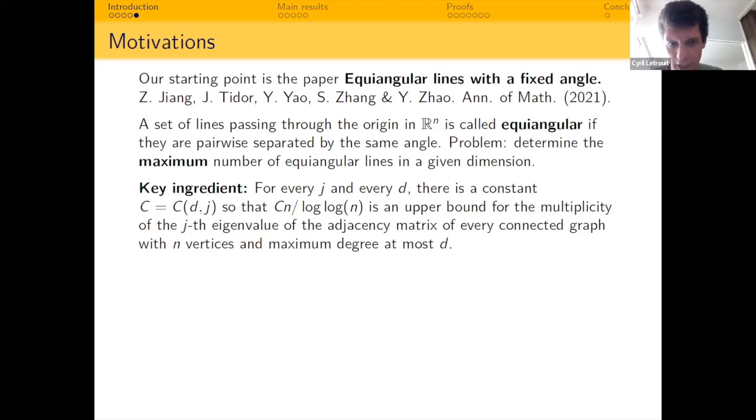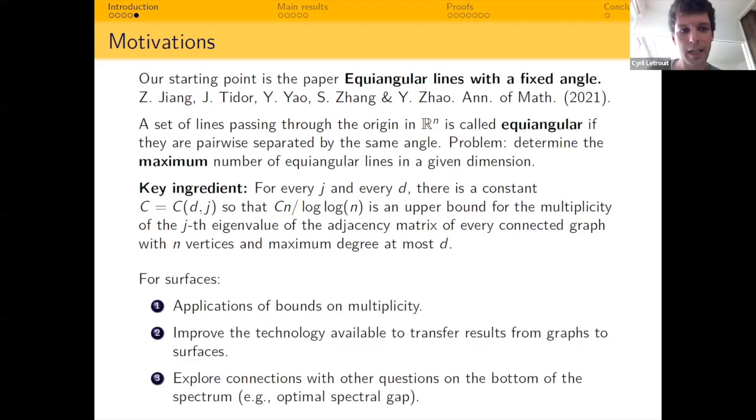So to put it differently, you take a graph with n, a large number of vertices. The degree of each vertex is at most d. You look at the jth eigenvalue of the adjacency matrix, and you know that the maximal multiplicity is at most Cn over log n. And of course, there are n eigenvalues. So it doesn't seem very impressive to have n over log n, but in fact, it's already a big thing. And so this is the starting point for the motivations. So of course, for graphs, the motivation of the spectral problem is the equiangular problem.